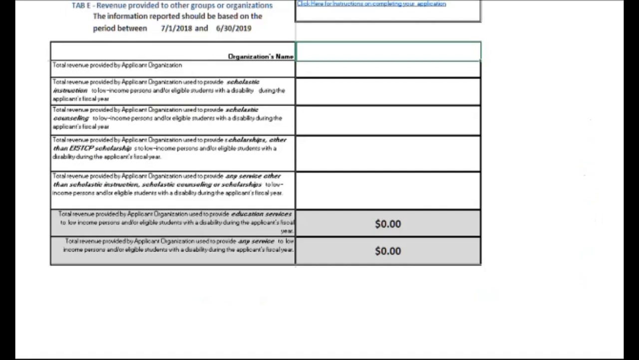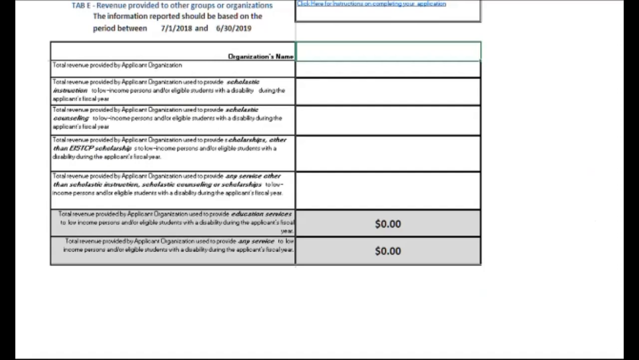Then you have tab E, and this is where it's quite complicated. This is for indirect service. So if your organization granted revenue to another organization, you can use that revenue and those people served to qualify for the neighborhood assistance program for education. This only applies for education proposals. It does not apply if you're applying to DSS. So this is only for education proposals.